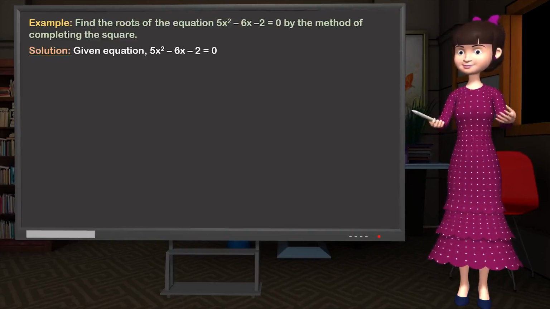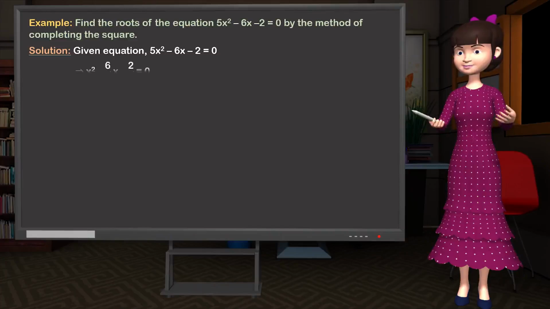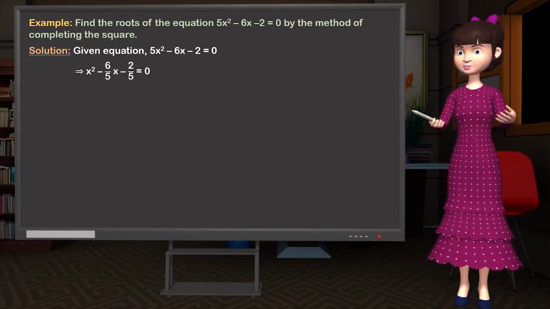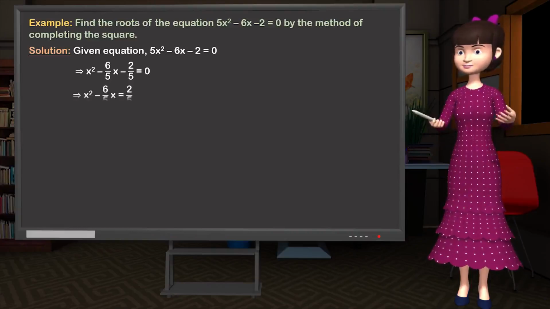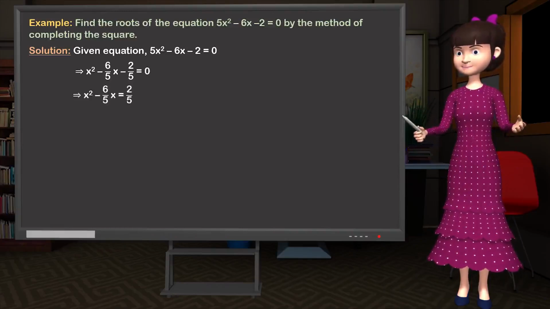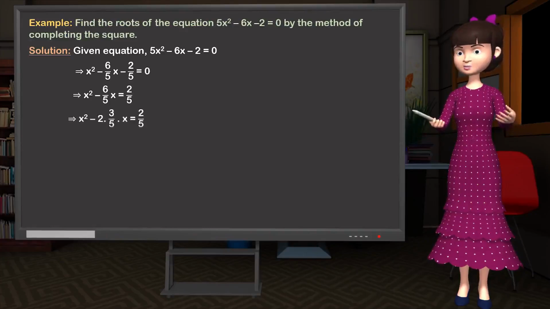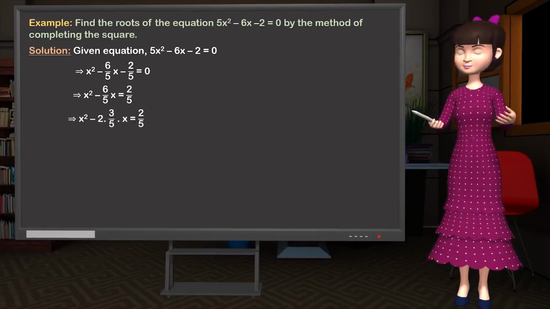First, divide the equation by the coefficient of x squared, that is 5. We get x² − (6/5)x − 2/5 = 0. Transpose the term 2/5 to the other side of the equation. We get x² − (6/5)x = 2/5. Splitting the middle term, we get x² − 2·(3/5)x = 2/5.